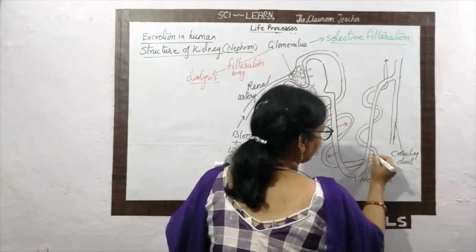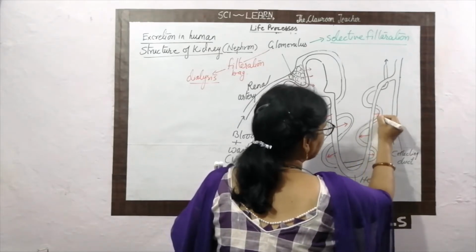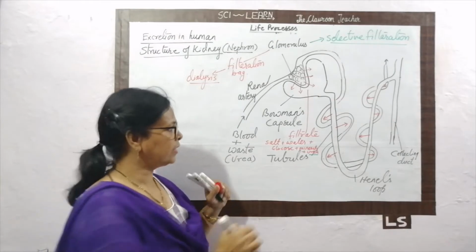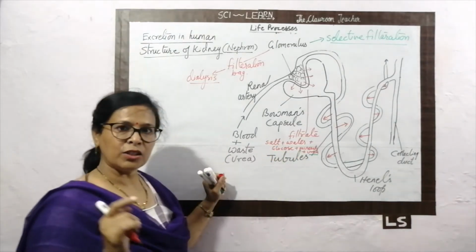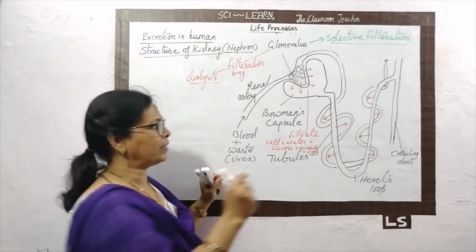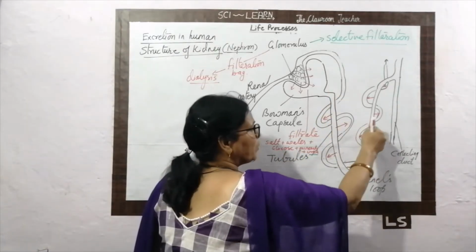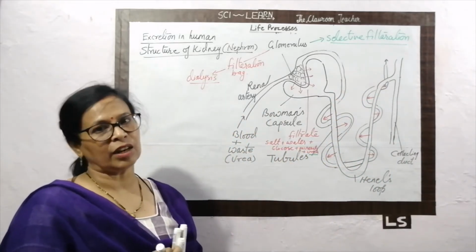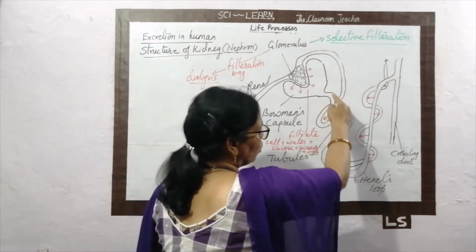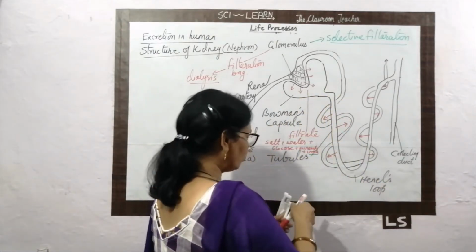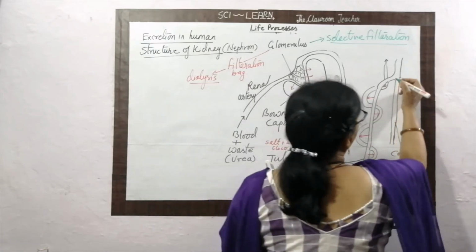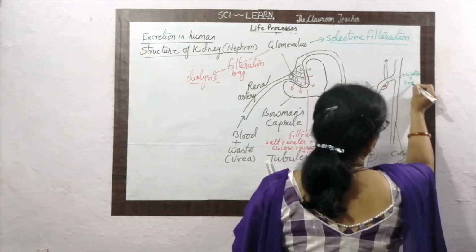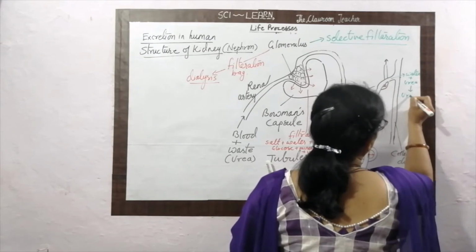From this reabsorption, the substances which are essential. What are the essential substances? Water, salt, glucose, minerals. All these substances are reabsorbed by the blood vessel present around the tubules. And in the whole process of reabsorption, whatever substance is left here is only some amount of water plus urea. And this combined is called urine.